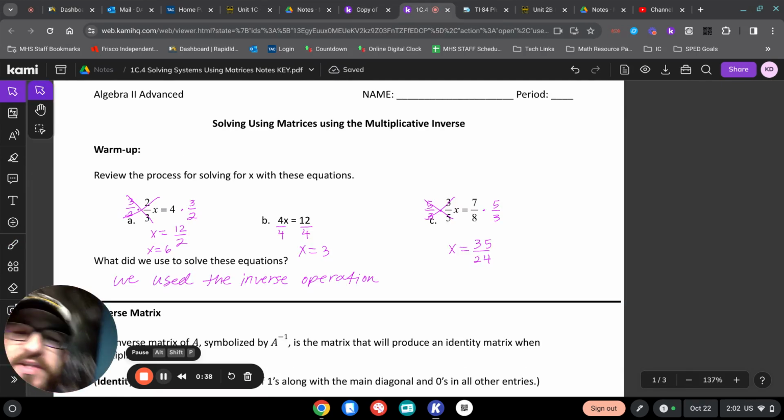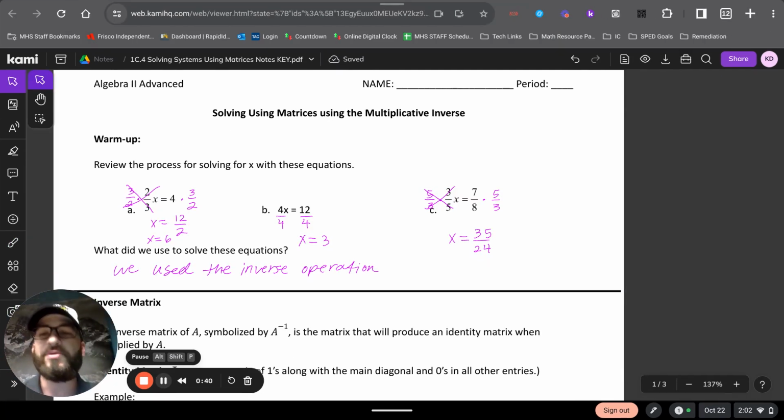All right, when solving these equations, you should have gotten solutions similar to mine. For each of these, we were doing that opposite operation. For our 2/3 x equals 4, we can multiply both sides by 3/2. For 4x equals 12, we can divide both sides by 4. And for 3/5 x equals 7/8, we can multiply both sides by 5/3. So we're doing that opposite operation, or another way to state it, we're performing that inverse operation.